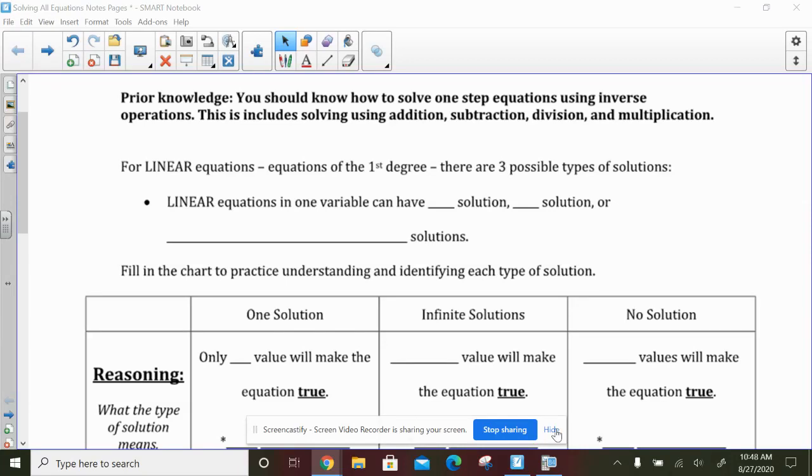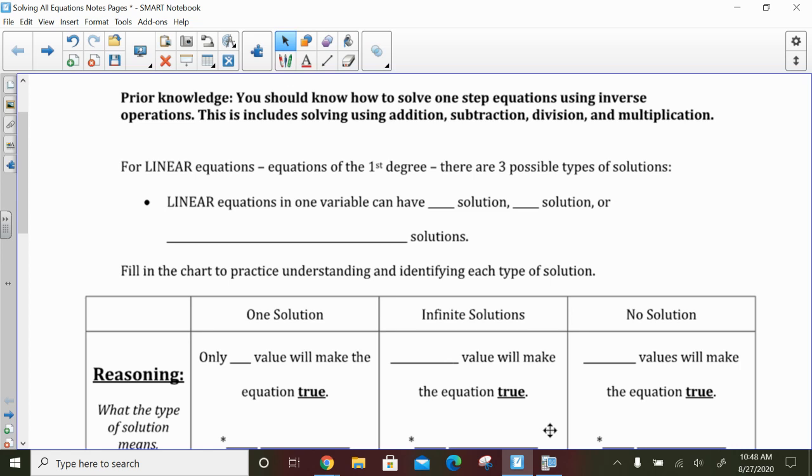All right, so yesterday we talked about solving multi-step linear equations. Linear just means you have something like 3x plus 4 equals 8, a variable with an exponent of 1. So today we're going to talk about the different types of solutions that can come with linear equations.